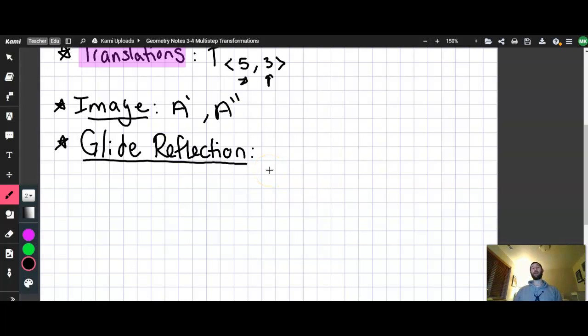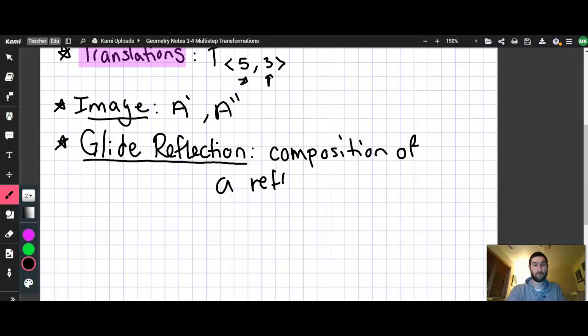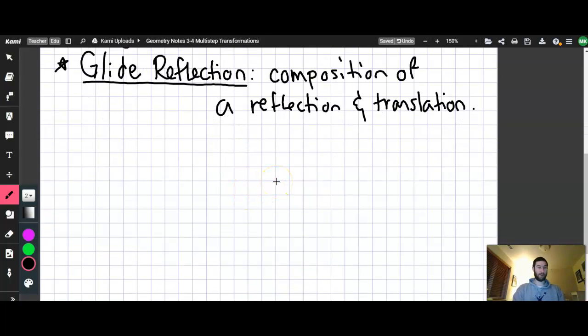So, ladies and gentlemen, with that clarifying point out of the way, let's talk about a glide reflection. And a glide reflection, remember, composition just means putting transformations together. So a glide reflection is the composition of a reflection and translation. So if you reflect something and then translate it, that is a glide reflection. So let's go and take a look at an example of that.